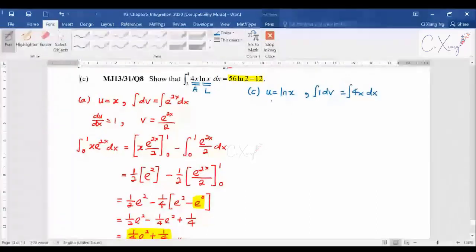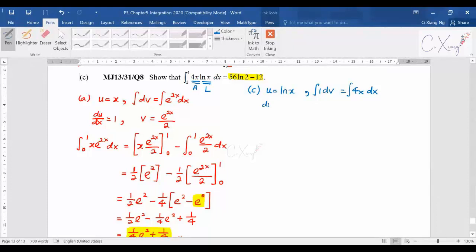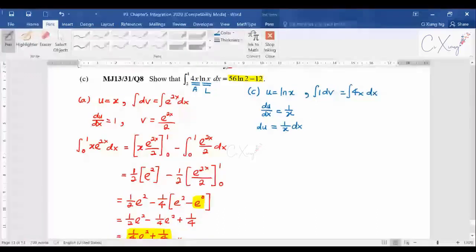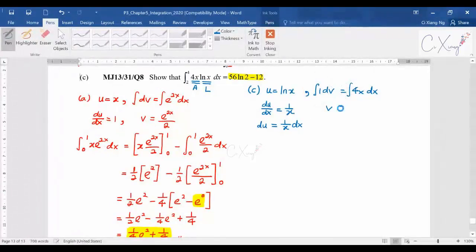Differentiate u with respect to x. So you have du over dx equals 1 over x. If you want to make it in detail, your du equals 1 over x dx. Then for this part, you have v. v equals the integral of 4x. Integrate 4x, you should have 4x squared divided by 2. Oh sorry, your v is 2x squared.